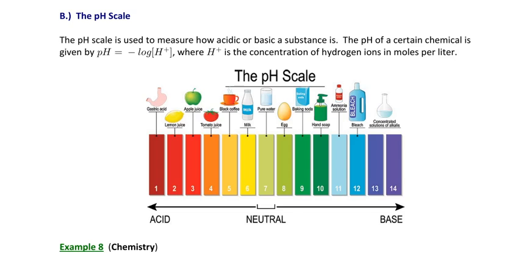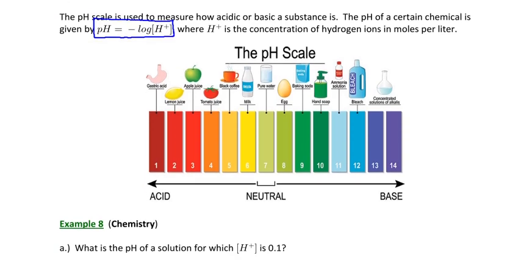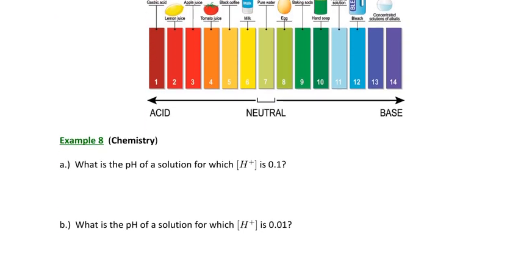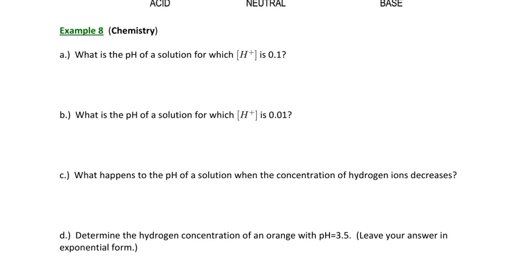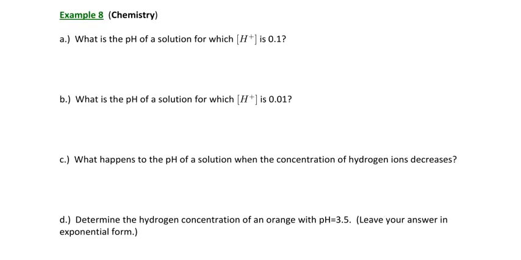Now on the scale here, you can see some common everyday items: lemon juice, an egg, bleach, and you can kind of see where they fall on the pH scale. But the function that describes the relationship between the hydrogen ion concentration and the actual score is a logarithmic function. So with this in mind, let's see if we can answer example 8. What is the pH of a solution for which H positive is 0.1?